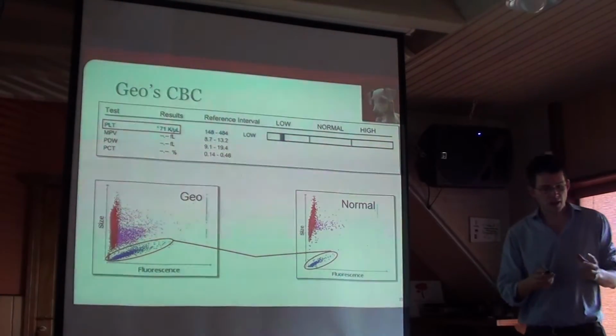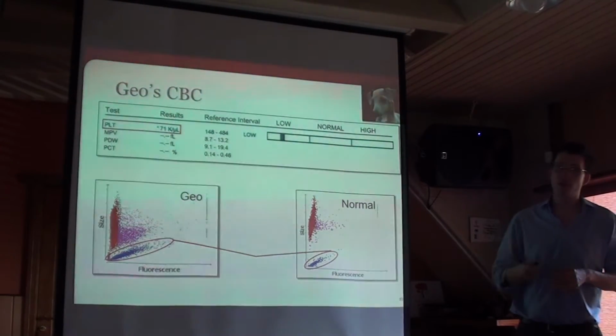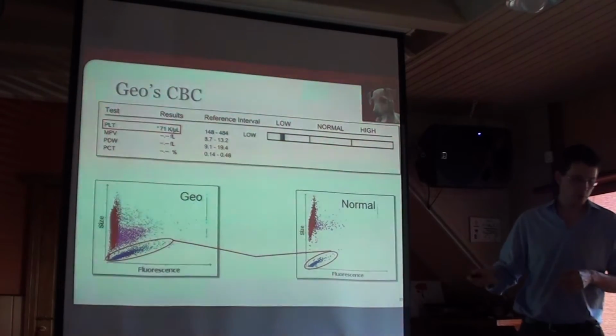Now it varies by analyzers, but there's a general rule in hematology. If you see an asterisk, it's further encouragement to look at the dot plots below.